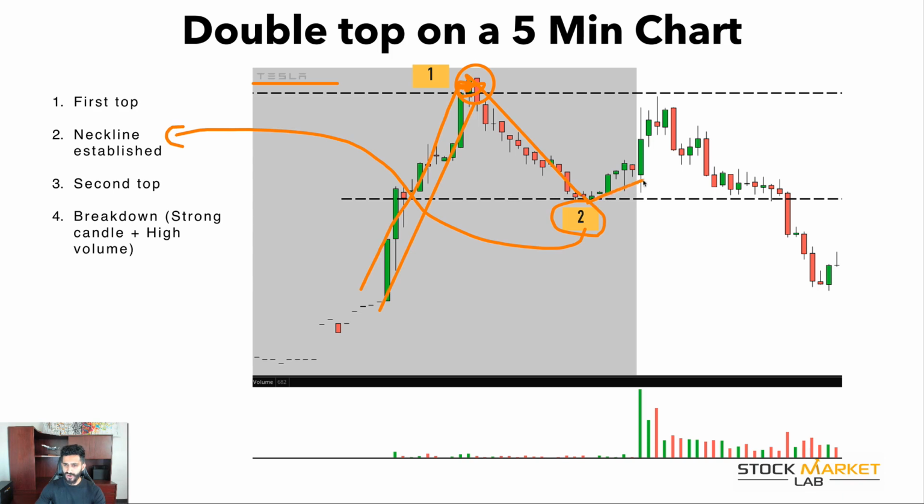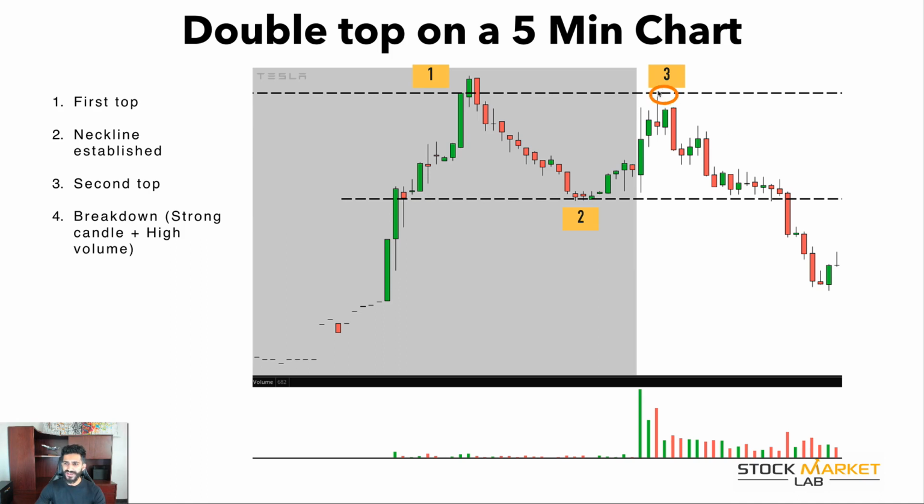You can see it starts going up again, and as it does, it gets rejected from a similar top, a similar level. Now, if you notice, they're not exactly the same. As I've mentioned before, they're never going to be the exact same points. The idea is to get it around a level. You can see same level, rejection. So the second top is now formed.